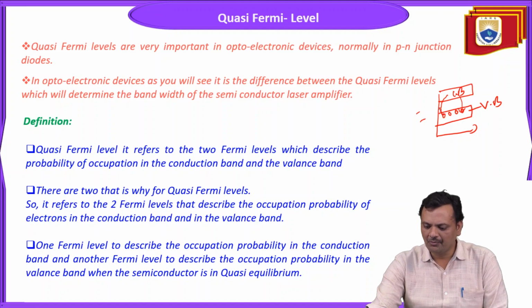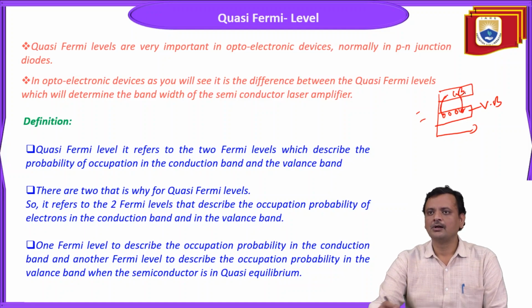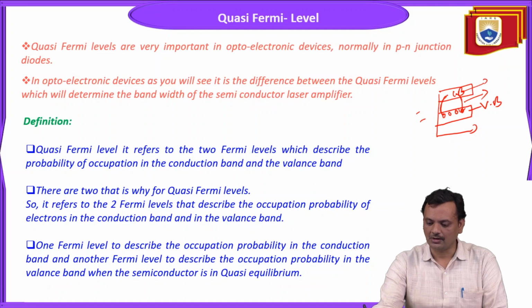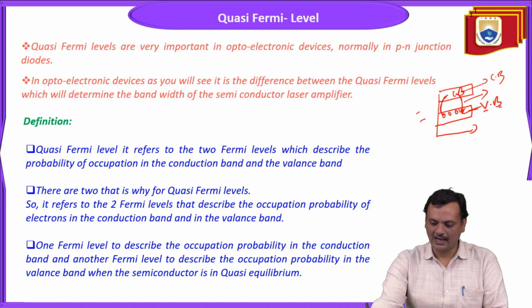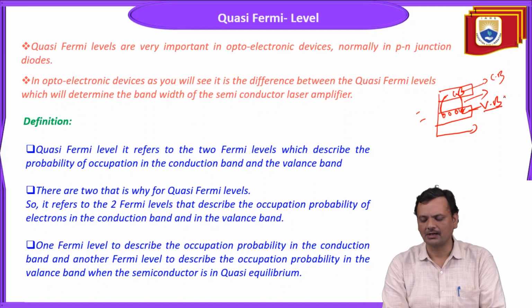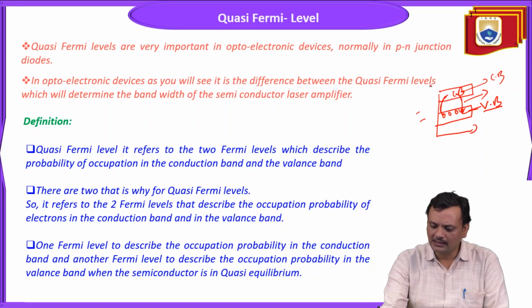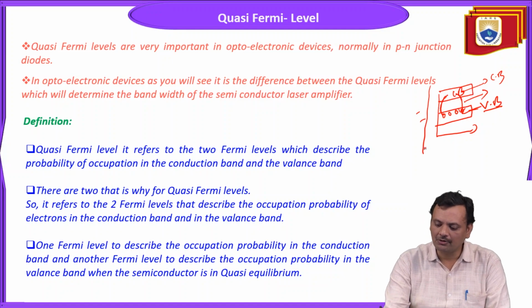So the rate of upward transition and the rate of downward transition, where the electrons move back towards the valence band, each maintain a constant rate. So the concentration of electrons in the conduction band and the concentration of holes in the valence band will remain constant. That is known as thermal equilibrium.